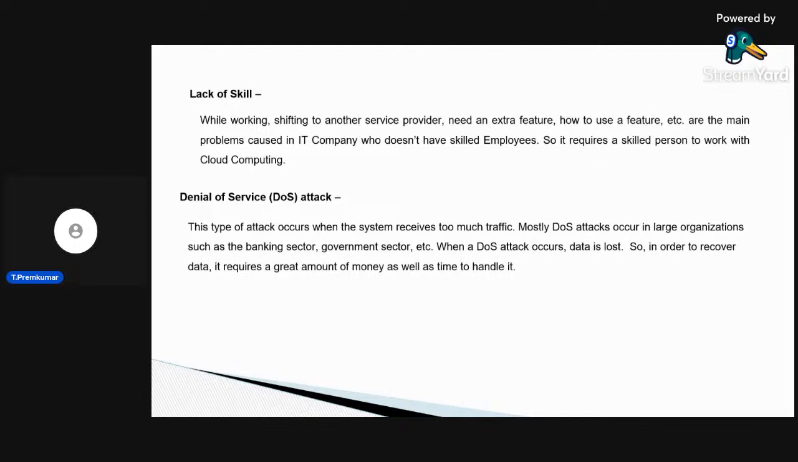Then the next one is denial of service attack. It is a familiar one, but we'll see what it means in cloud computing. This type of attack occurs when the system receives too much traffic. Mostly DoS attacks occur in large organizations such as banking sectors, government sectors, etc. When a DoS attack occurs, the data is lost. So, in order to recover the data, it requires a great amount of money as well as time to handle it.